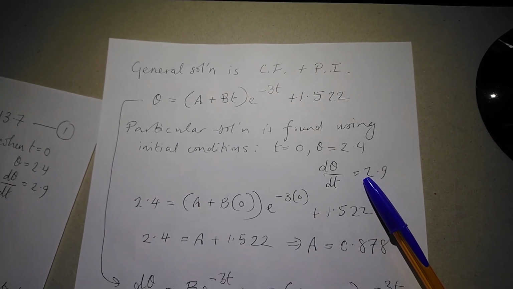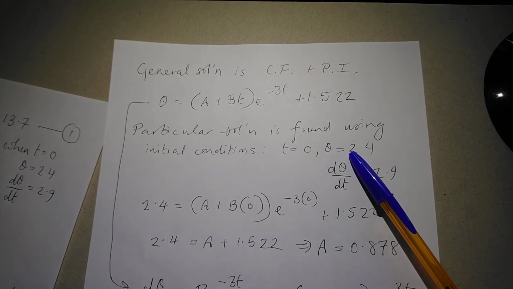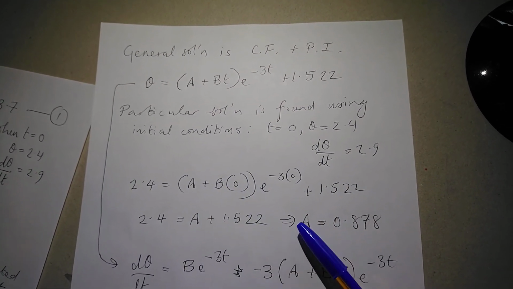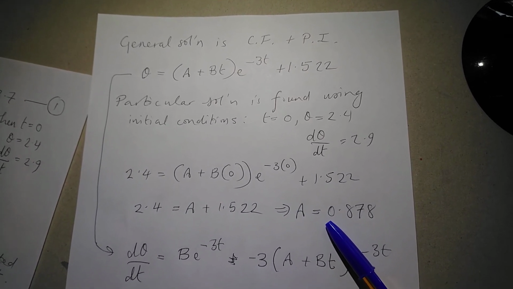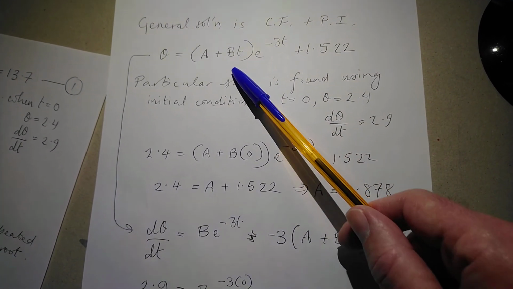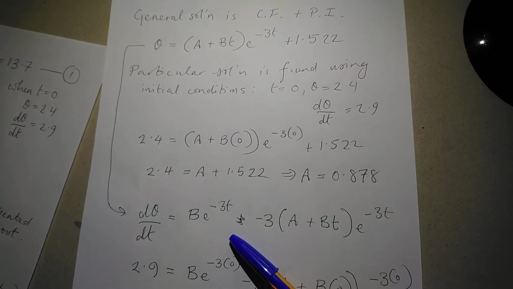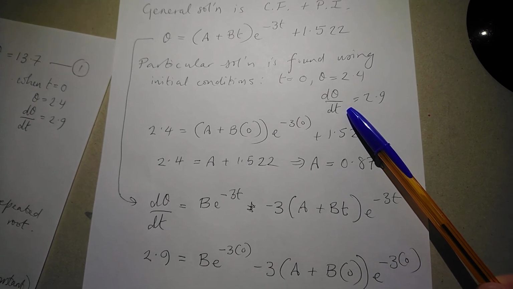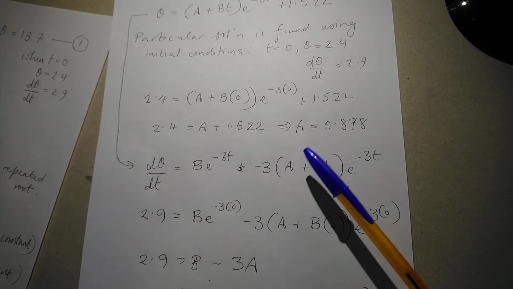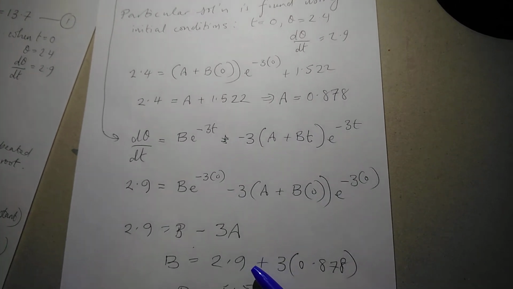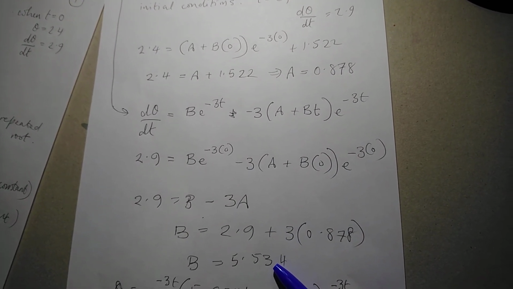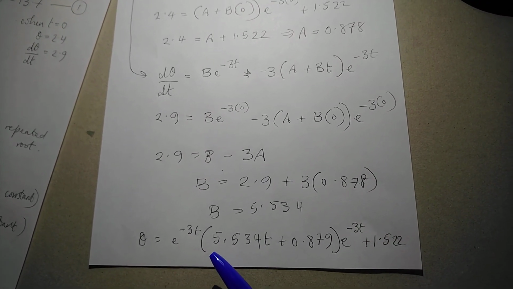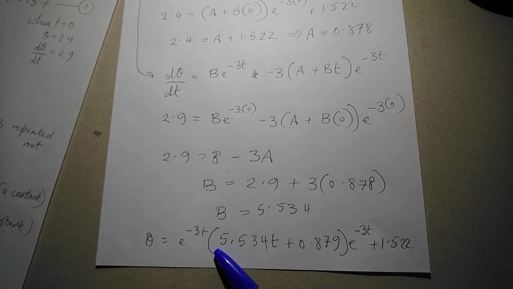And so what we do in the first instance is we plug this one and this one into the general solution. If we do that, we can work out the value of a. And then if we go back to this and differentiate it once, we can then put the value for t and the value for d theta by dt in. And that, together with the value for a that we just worked out, allows us to work out the value for b. And then finally we put a and b into our general solution and find that the particular solution is the equation given here.